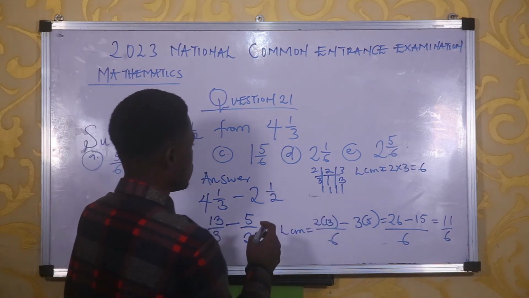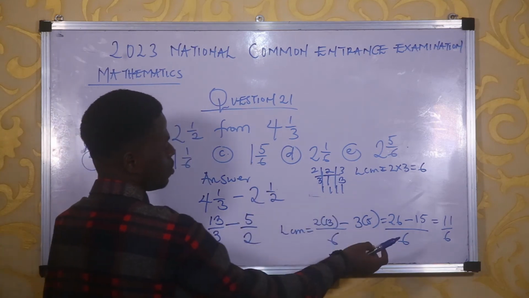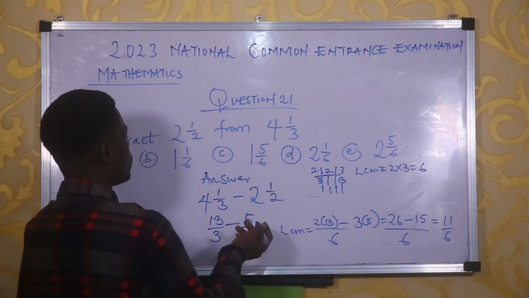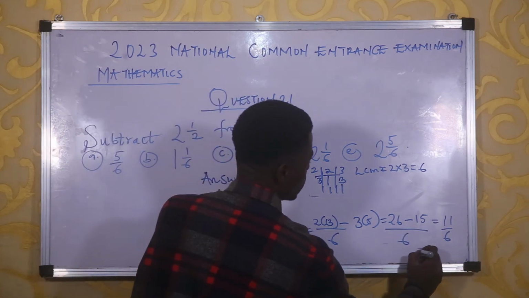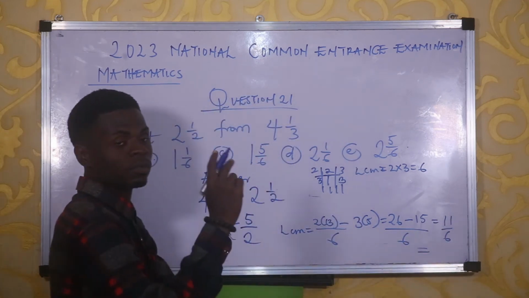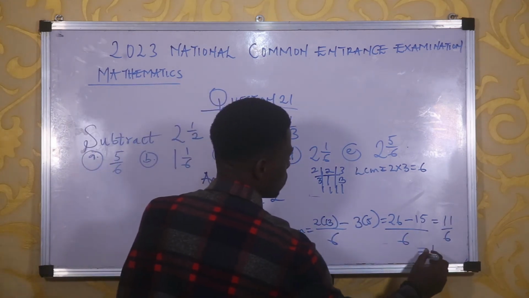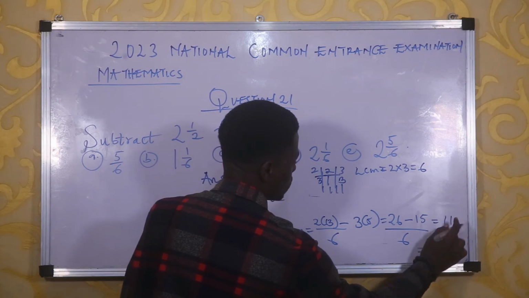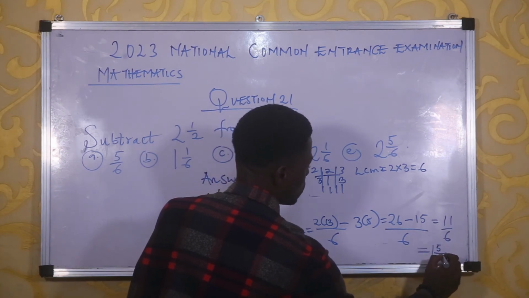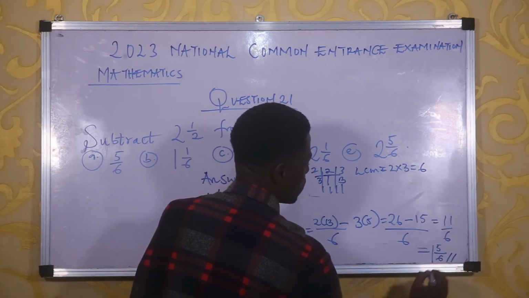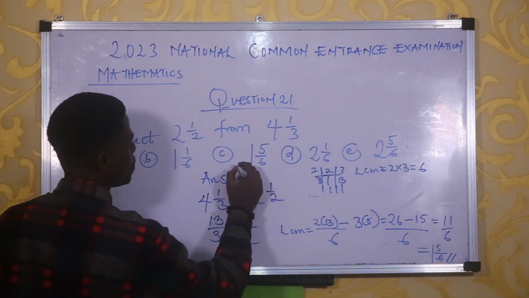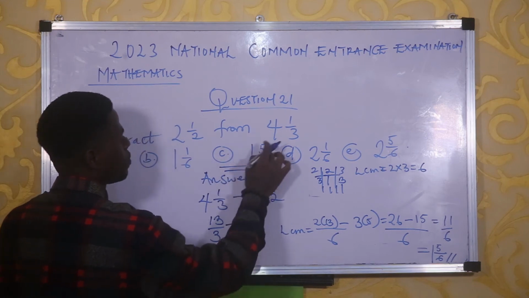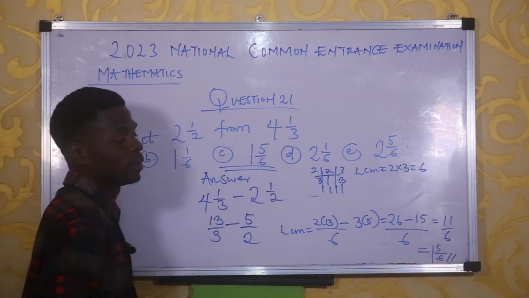So our answer, you have to change it to a mixed number or mixed fraction. So in this place, 11 divided by 6 gives us 1, remainder 5, over 6. So that's our answer. If you look at the options here, the answer is option C, which is 1 5/6.